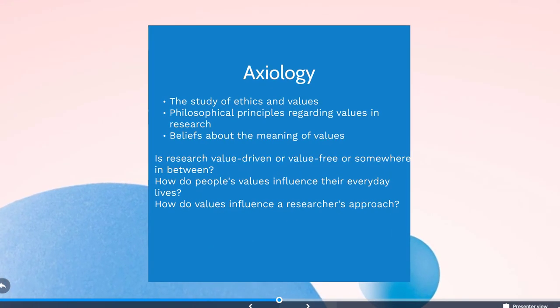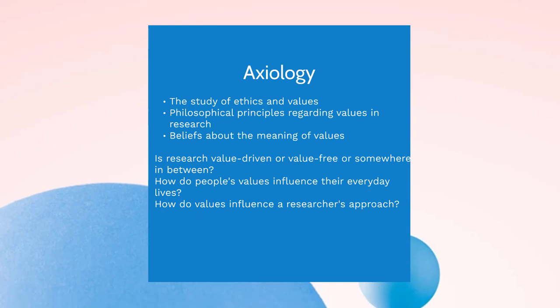The next one is axiology. Axiology is about our ethics and values. In other words, axiology is philosophical principles regarding the presence and relevance of ethics and values in research. In a typical day in a business, you might hear, business is business. That actually says that in business, we don't have to consider right and wrong. We just consider results. That's an axiological statement.